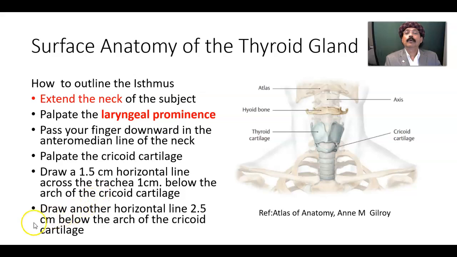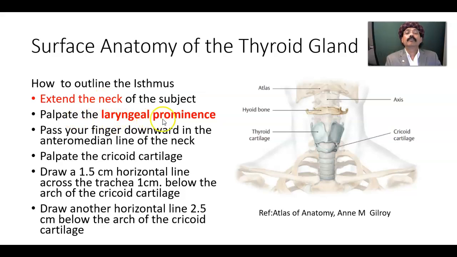First of all, we'll outline the isthmus. How can we do it? We must tell the subject to extend the neck. The neck should be extended. If the neck is not extended, we have a hard time finding the outline of the thyroid gland. So extend the neck, palpate the laryngeal prominence.